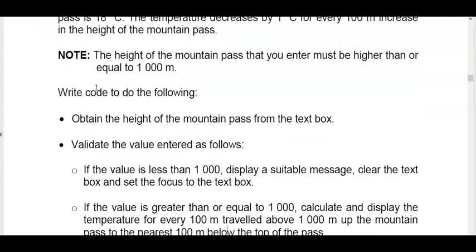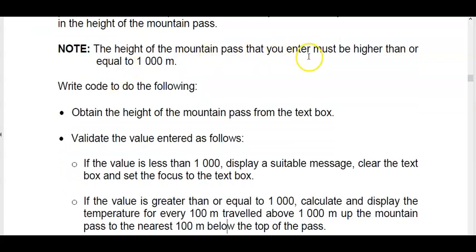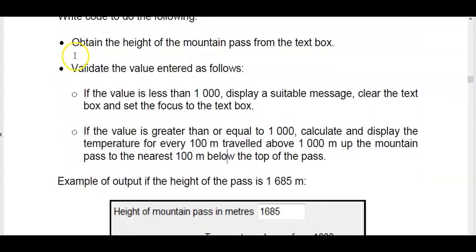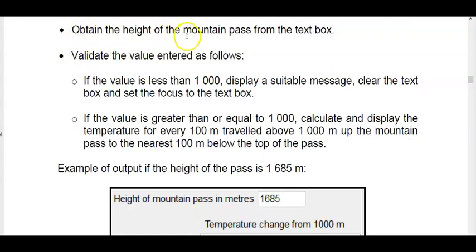Here they say the height of the mountain must be entered and it must be higher than or equal to 1,000. But they do repeat this down here. They say write code to do the following. Obtain the height from the edit box for the height of the mountain pass. Here they ask us to validate. Remember, we only do validation when we are asked to do that. If the value is less than 1,000, you have to display a suitable message, clear the edit box, and then set the focus to that edit box.